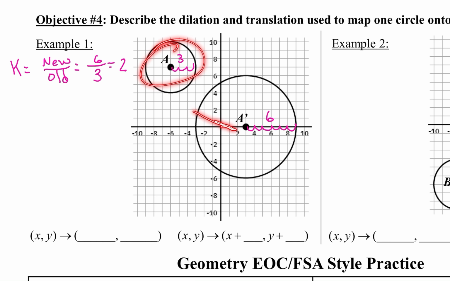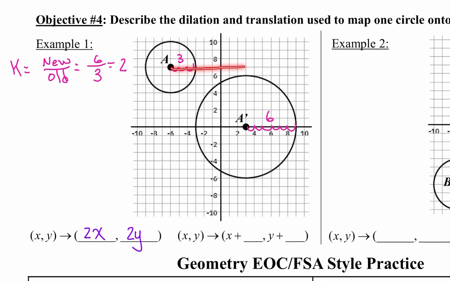So the first step is I need to dilate the little circle to make it as big as this one. So what we're going to do is multiply everything by 2. So the formula right here in this first spot is 2x, 2y. That's how we represent our dilation. Multiply the x and the y by 2.